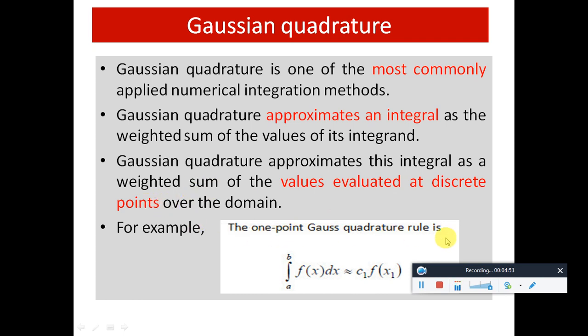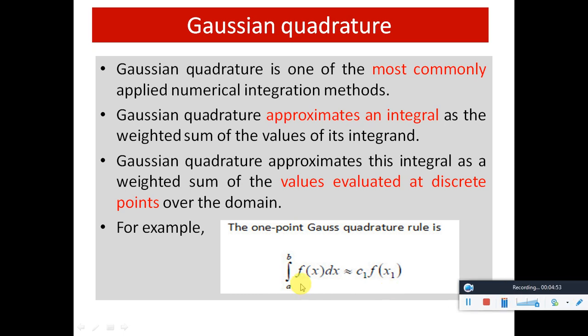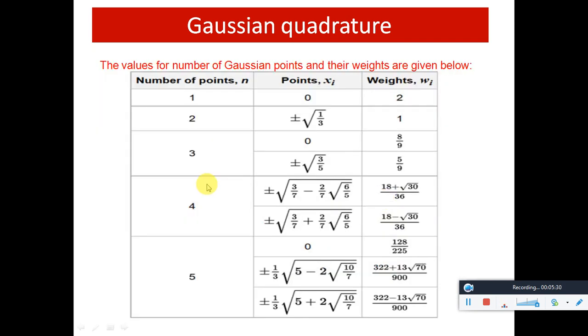For example, if you take a 1-point Gauss quadrature rule, the integral a to b f of x dx is equal to c1 into f of x1, where c1 stands for the weight of the Gaussian point x1, and f of x1 stands for the value of the integrand at that Gaussian point. With this we can understand that if it is a two-point Gaussian quadrature, then it becomes c1 f of x1 plus c2 f of x2, where c1 and c2 stand for the weights, and f of x1 and f of x2 stand for the values evaluated at those discrete points.